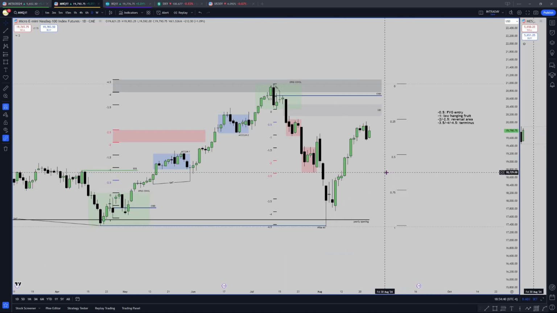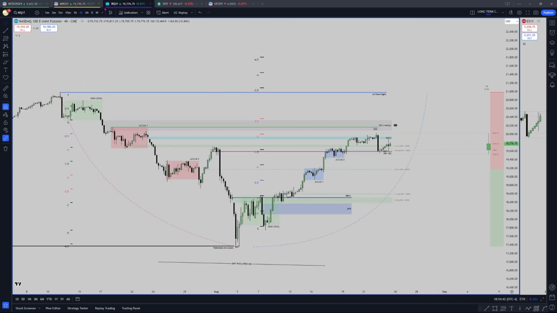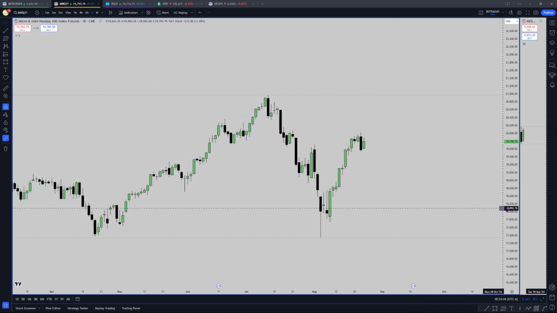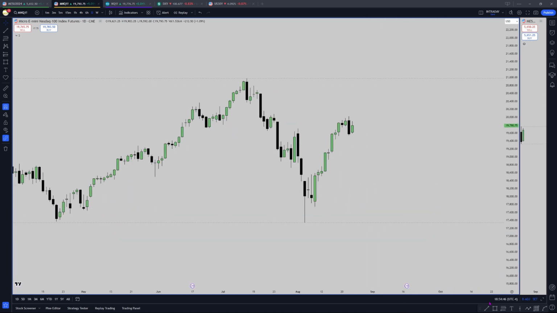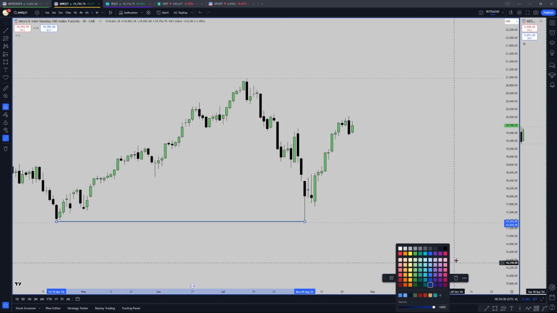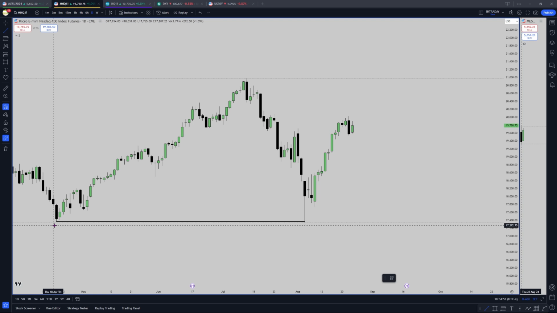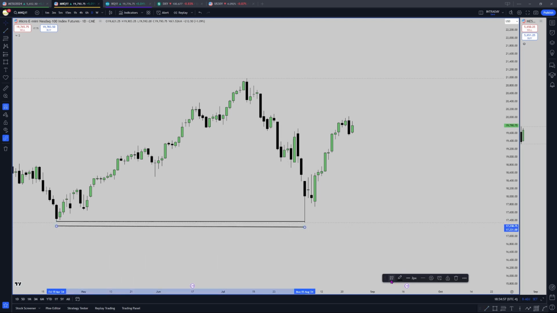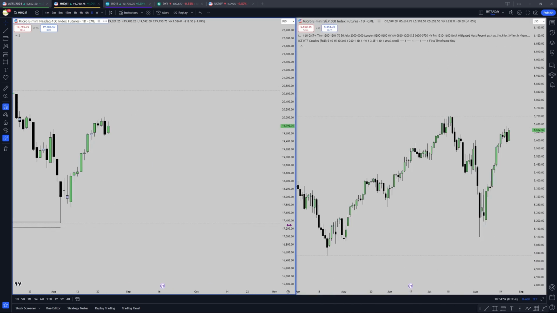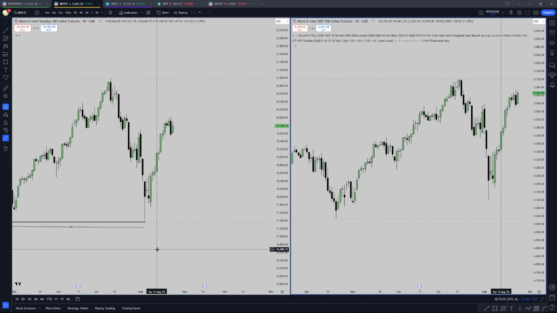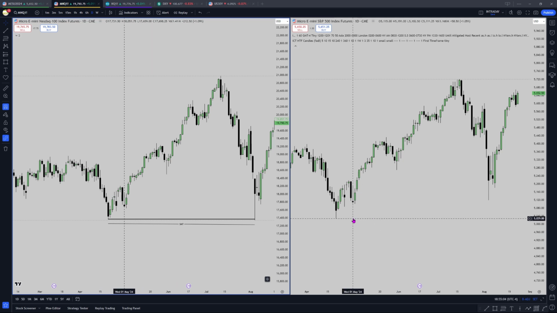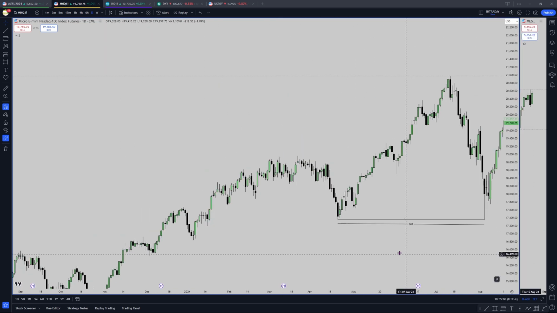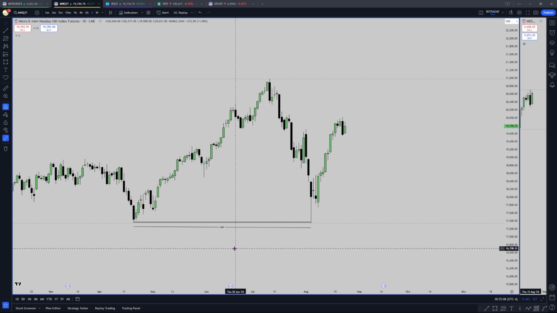So heading into next week, since we swept a major pool of liquidity down here, and we also formed an SMT with ES, like major SMT. ES is just a stronger pair right now. Yeah, ES just didn't get anywhere close to these lows. I expect higher pricing throughout the week.